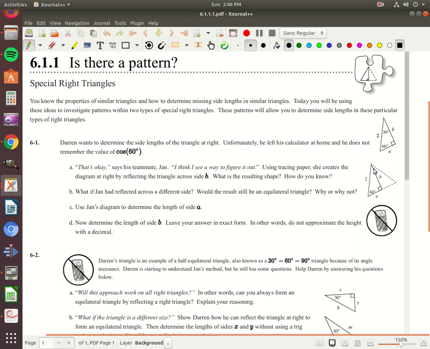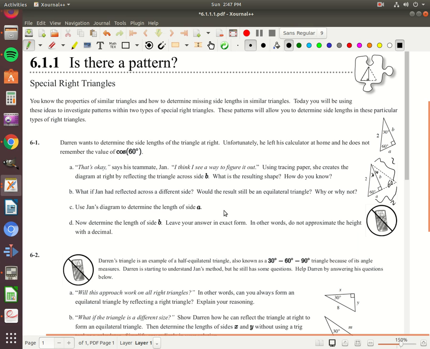What's the resulting shape? Well, what we should know is that this is 60 degrees and this is 60 degrees and this is 60 degrees, right? So what we're looking at is an equilateral triangle again. So this is 60, this is 30, and this is 30, and 30 plus 30 is 60. So that means all the side lengths must equal 2, because it's an equilateral triangle.